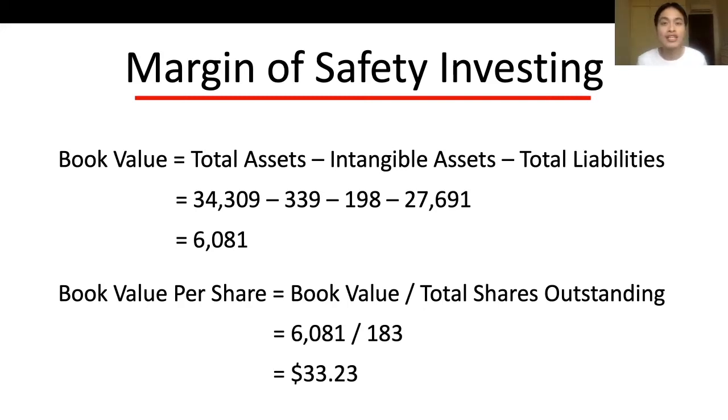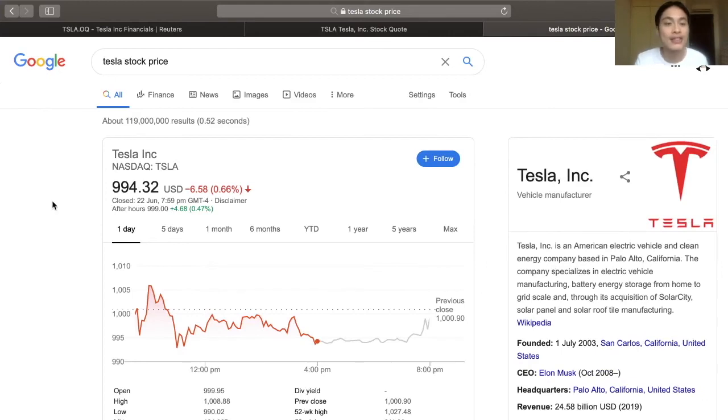If you're an investor who places an emphasis on the margin of safety, does Tesla meet your requirement? To do that, we have to take a look at the stock price of Tesla. Current stock price for Tesla is $994. Is there a margin of safety when you choose to invest in Tesla right now? There's no margin of safety when you're investing in Tesla right now.